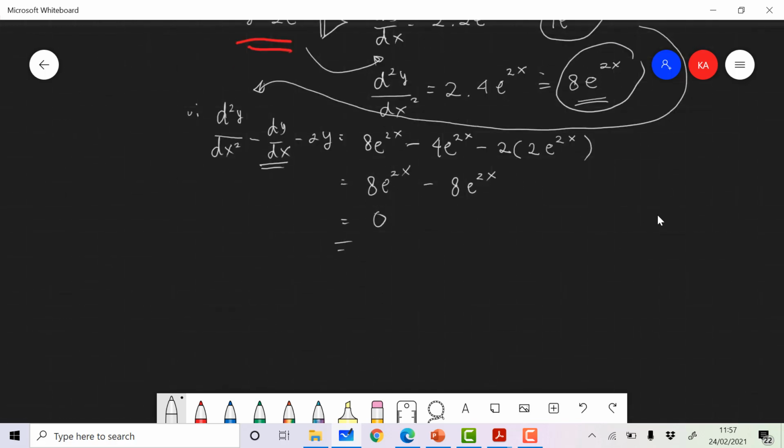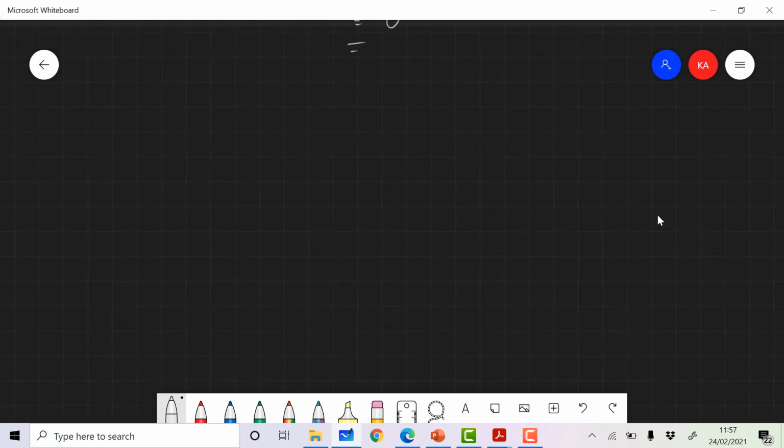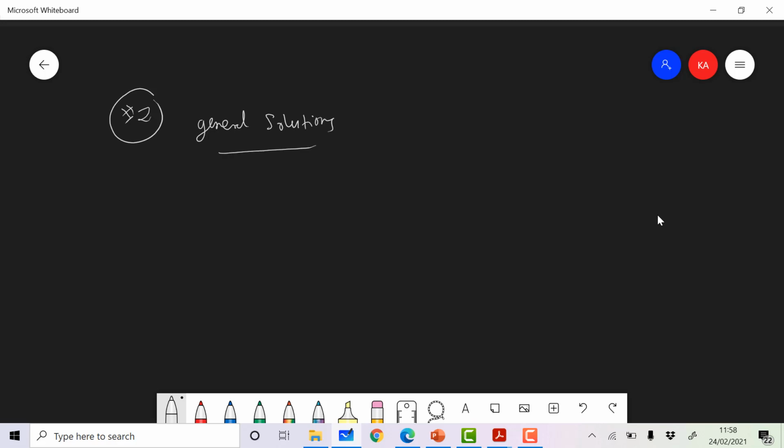So in example number 2, okay, I clear the canvas. Example number 2: derive the general solution of dy per dx is equal to 2x plus 3.